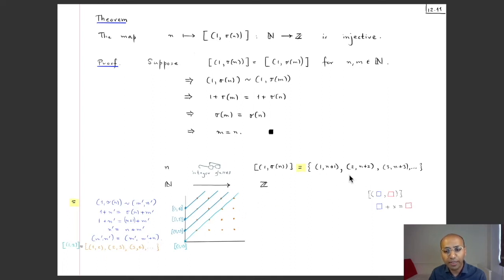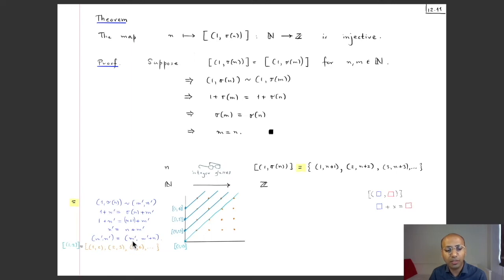Vice versa, if I take something in this set, then it's of the form m prime, m prime plus n for some natural number m prime, and then I have to show that it belongs to this equivalence class. In other words, it's equivalent to this one. So to check that this element is equivalent to this, what we have to check is 1 plus m prime plus n should be equal to sigma n plus m prime. But this outer sum is m prime plus n plus 1, and this inner sum is m prime plus sigma n, but sigma n is n plus 1.